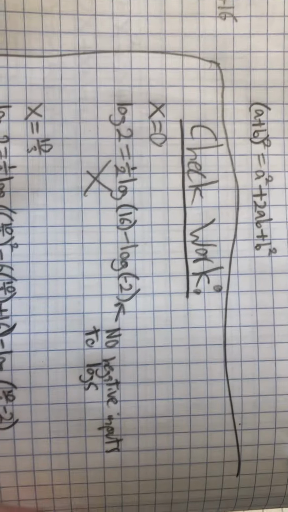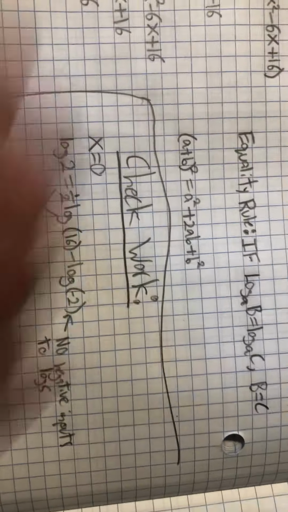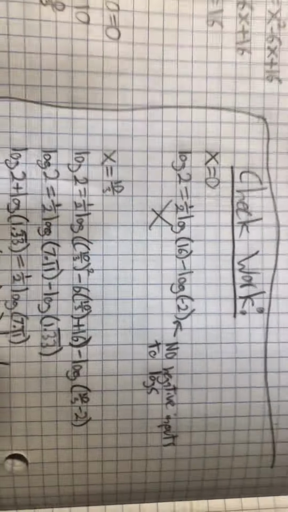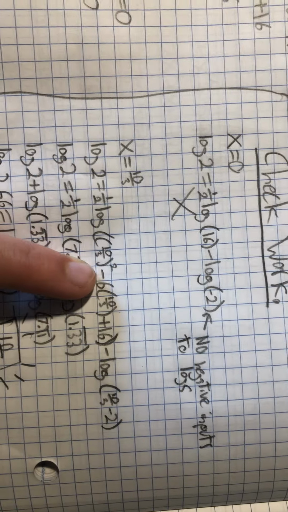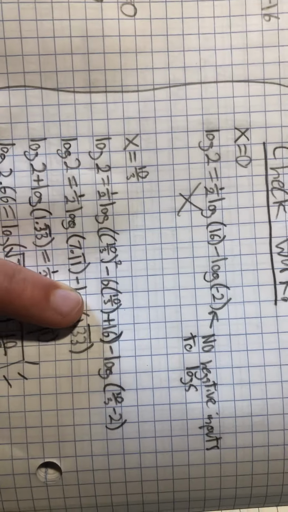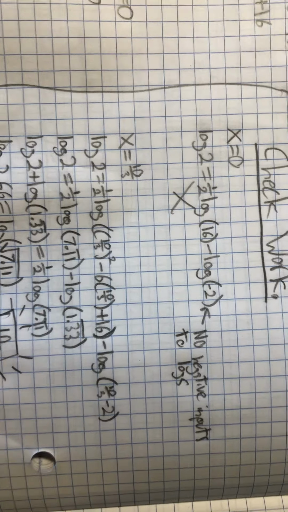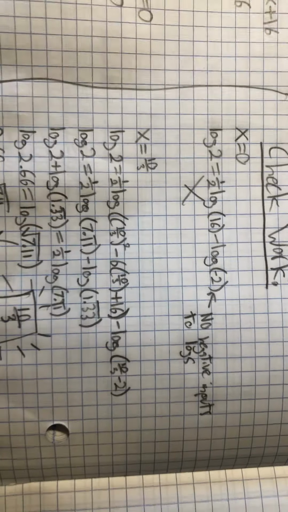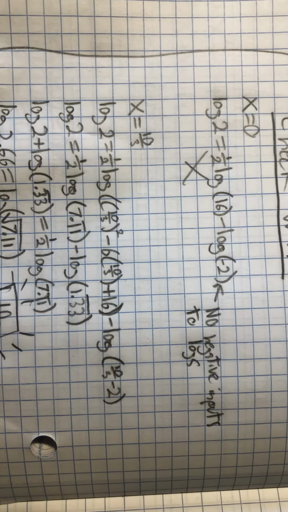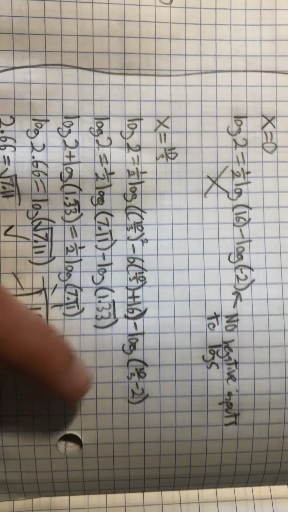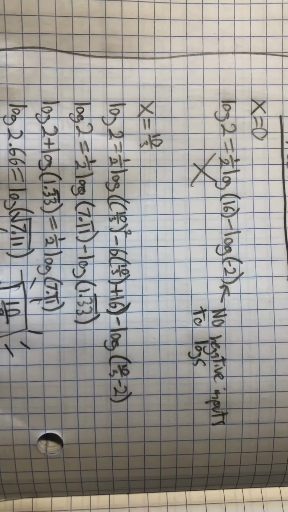We can have no negative inputs to logs, like I wrote here. So that one doesn't work. Let's try x equals 10/3. Log of 2 equals 1/2 log of (10/3) squared minus 6 times 10/3 plus 16, minus log of 10/3 minus 2. I could do this with fractions, do a lot of math, but I just did it in decimals. I got log of 2 equals 1/2 log of 7.11 bar minus log of 1.33 bar.